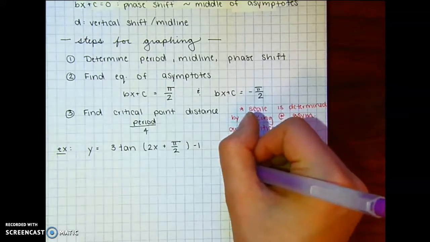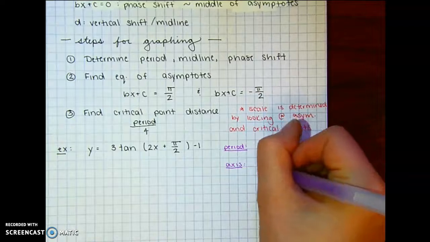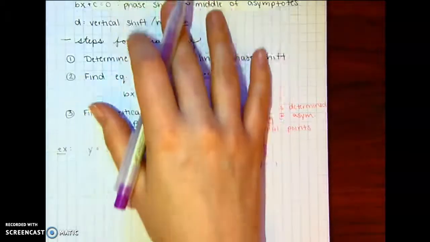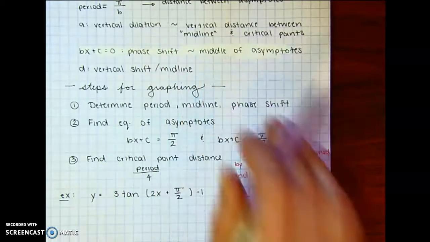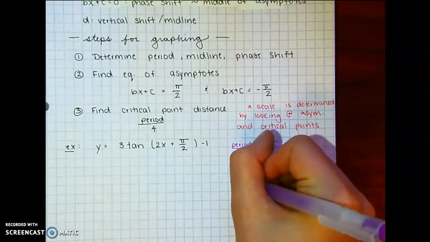Our axis midline is y equals negative 1. Now, you could find your phase shift, but we really don't need to because your phase shift, remember, is always going to be in the middle of your asymptotes. So we can go straight to just finding our asymptotes.